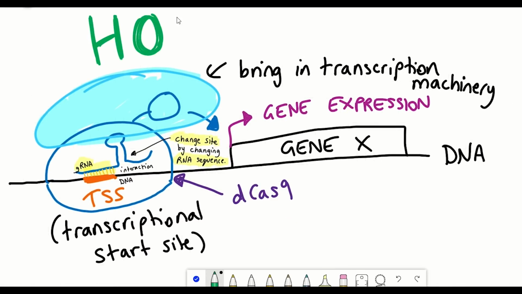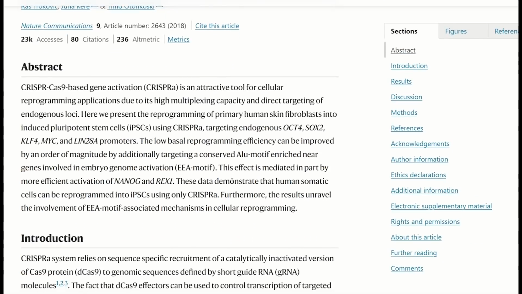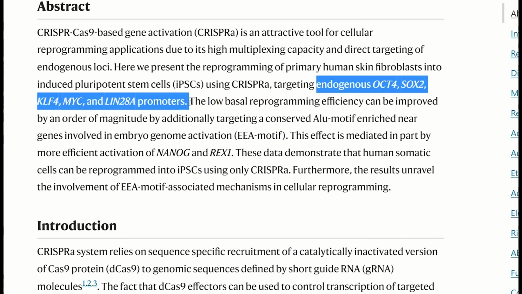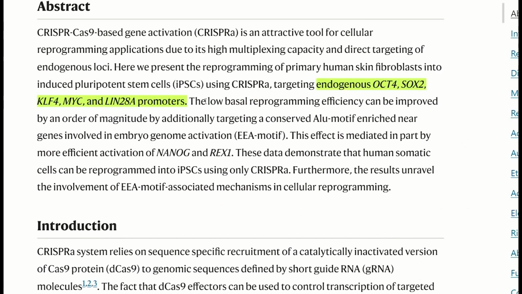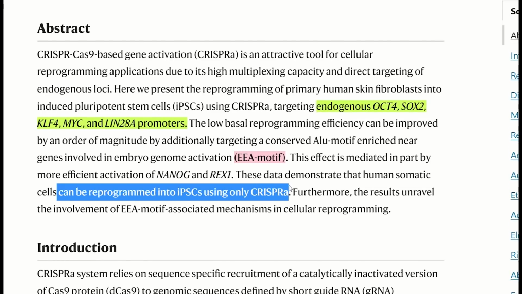And it's actually been done already before using the 4 Yamanaka factors, so OCT4, SOX2, KLF4 and MYC, plus Lin28A, and a motif expressed near genes expressed in early development that they call EEA. But the thing was, this CRISPR activation approach had pretty low reprogramming efficiency, so not really fulfilling my personality checklist.